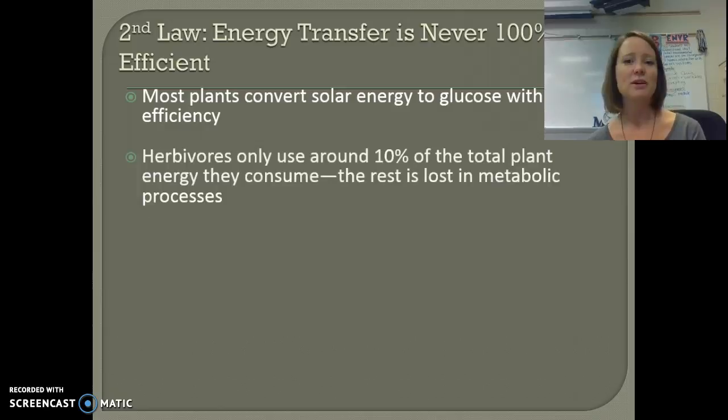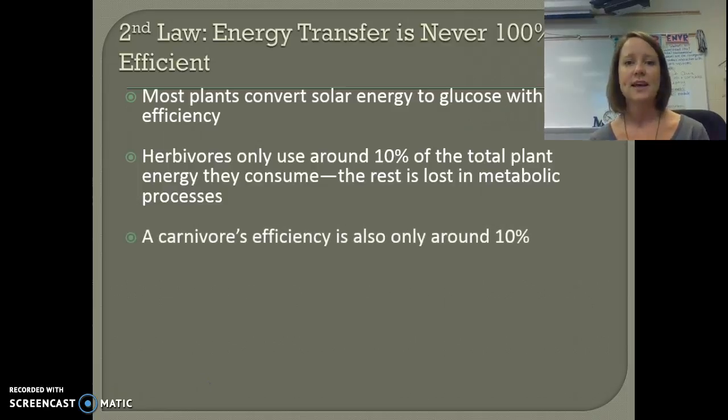Herbivores use only about 10% of the plants they consume. The rest they use for their own body processes. And a carnivore's efficiency is only around 10%.